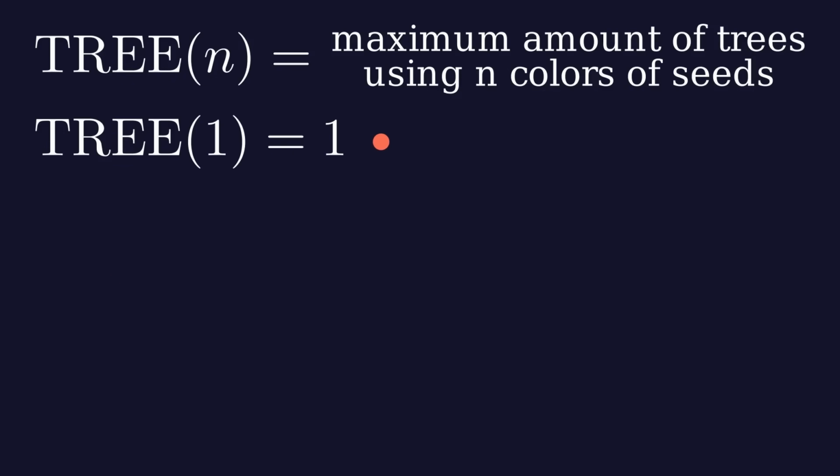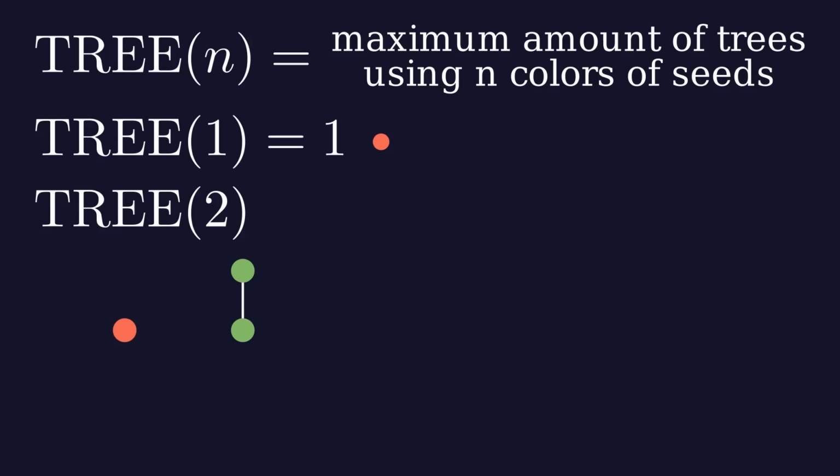When we have two colors of seeds, red and green, the first tree has one red seed. The next can't have any red seeds because it would contain the first tree, so we can use two green seeds. To build the next tree, we still can't use the red seeds, and we also can't use more than two green seeds. But the third tree can have at most 3 seeds, so it can have only one seed, and it can only be a green seed to not contain any of the previous trees. We can't build any more trees, so TREE of 2 is equal to 3.